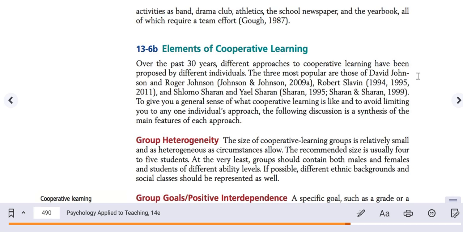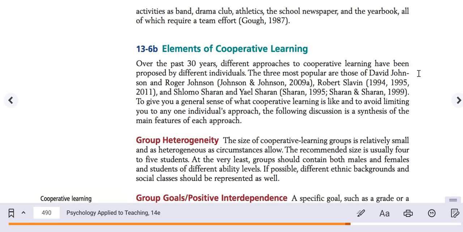Elements of cooperative learning. Over the past 30 years, different approaches to cooperative learning have been proposed by different individuals. The three most popular are those of Johnson, and Slavin, Sharon, and so forth. To give you a general sense of what cooperative learning is like and to avoid limiting you to any one individual's approach, the following discussion is a synthesis of the main features of each approach.